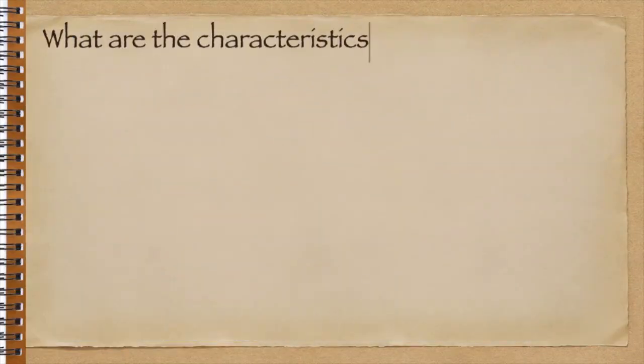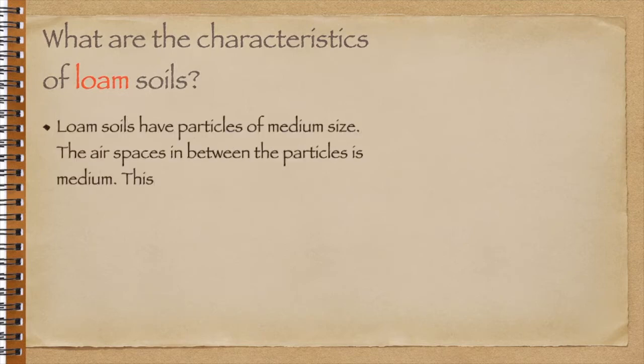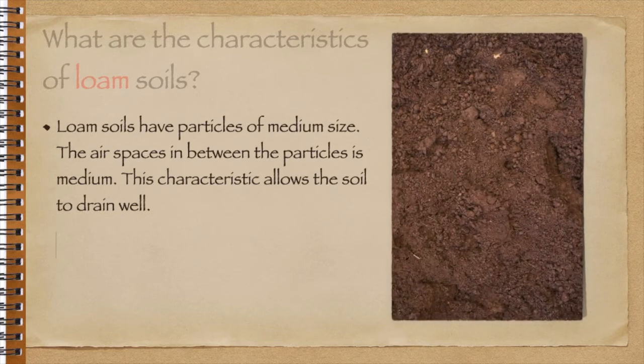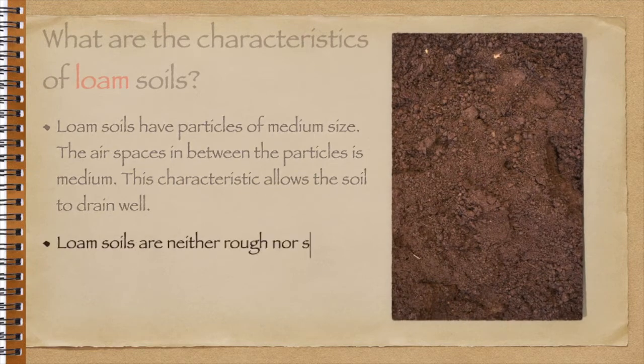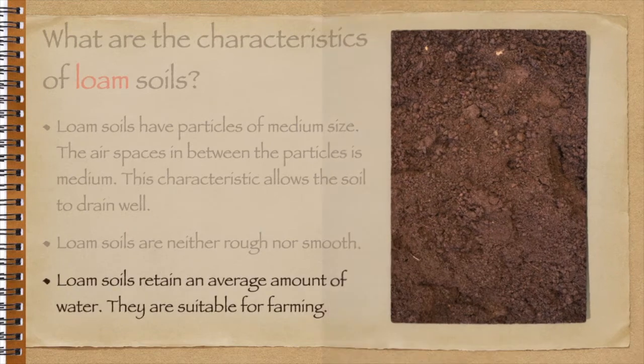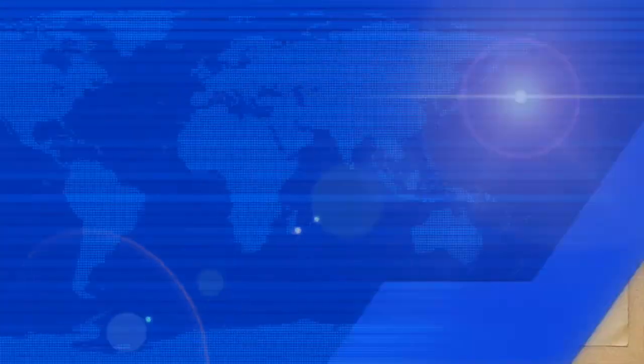What are the characteristics of loam soils? Loam soils have particles of medium size. The air spaces in between the particles are medium. This characteristic allows the soil to drain well. Loam soils are neither rough nor smooth. Loam soils retain an average amount of water. They are suitable for farming.